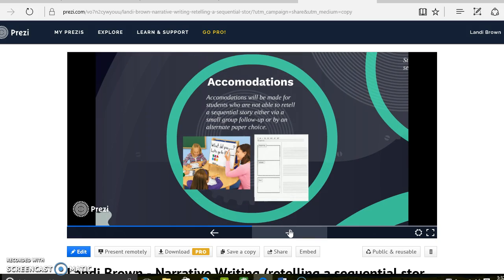Accommodations will be made for students who are not able to retell a sequential story. I'll either follow up with them in a small group after the lesson, or I'll follow up with them one-on-one. If I see that it's just a confusion because of the paper, I can give them an alternate paper choice, which is one piece of paper that's broken down into 3 parts to help them better organize their story.